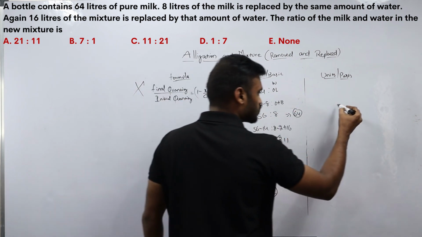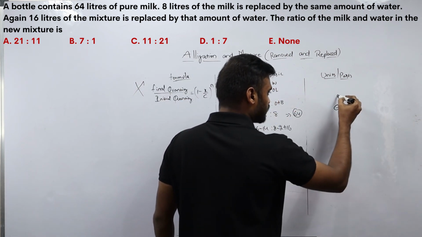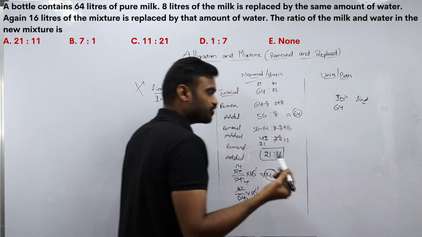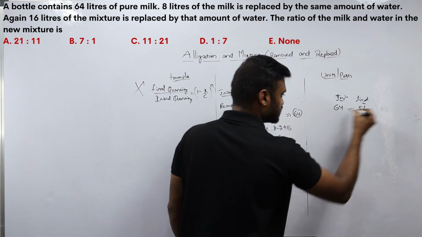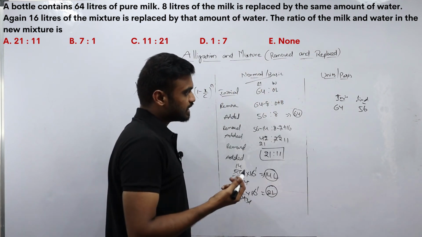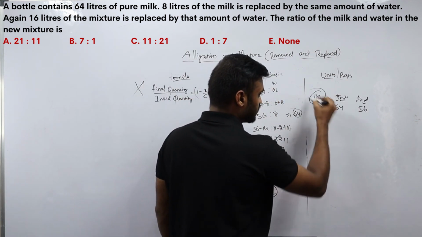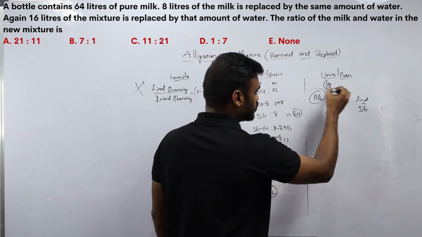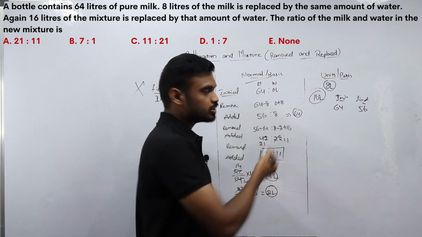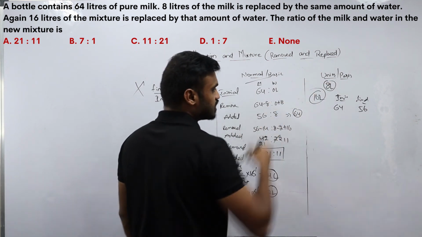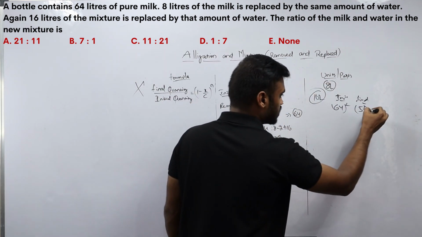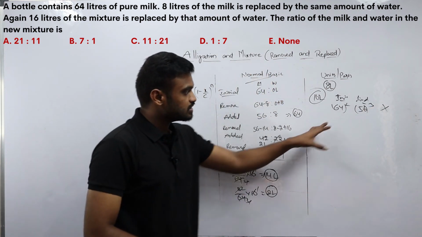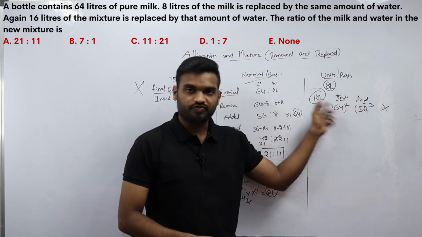See here, the total quantity is 64 liters, right? Initial and final. Now, after removing 8 liters, the final quantity becomes 56 liters. Now I am again removing 16 liters of total mixture from this mixture. Since the first case removes 8 liters and the second case removes 16 liters, and both quantities are different, you can't square them or cube them to find the answer. This is completely wrong.